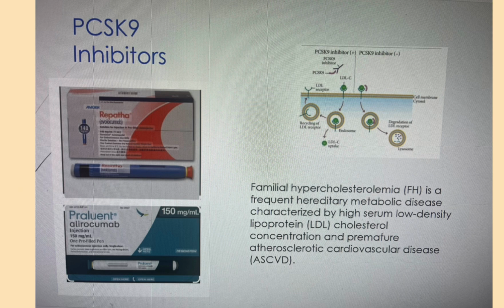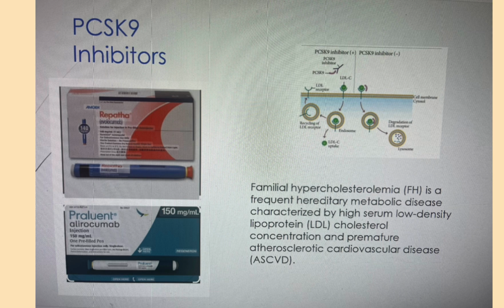Next is the mechanism of action of PCSK9 inhibitor. You can see in the picture there are two sections. The mechanism without a PCSK9 inhibitor on the right side, and the PCSK9 inhibitor action on the left side. So normally what happens is that when the PCSK9 binds with the LDL receptors, which you see on the surface of the cell in the liver, the receptor is degraded at the lysosome level, and then it's not available for recycling.